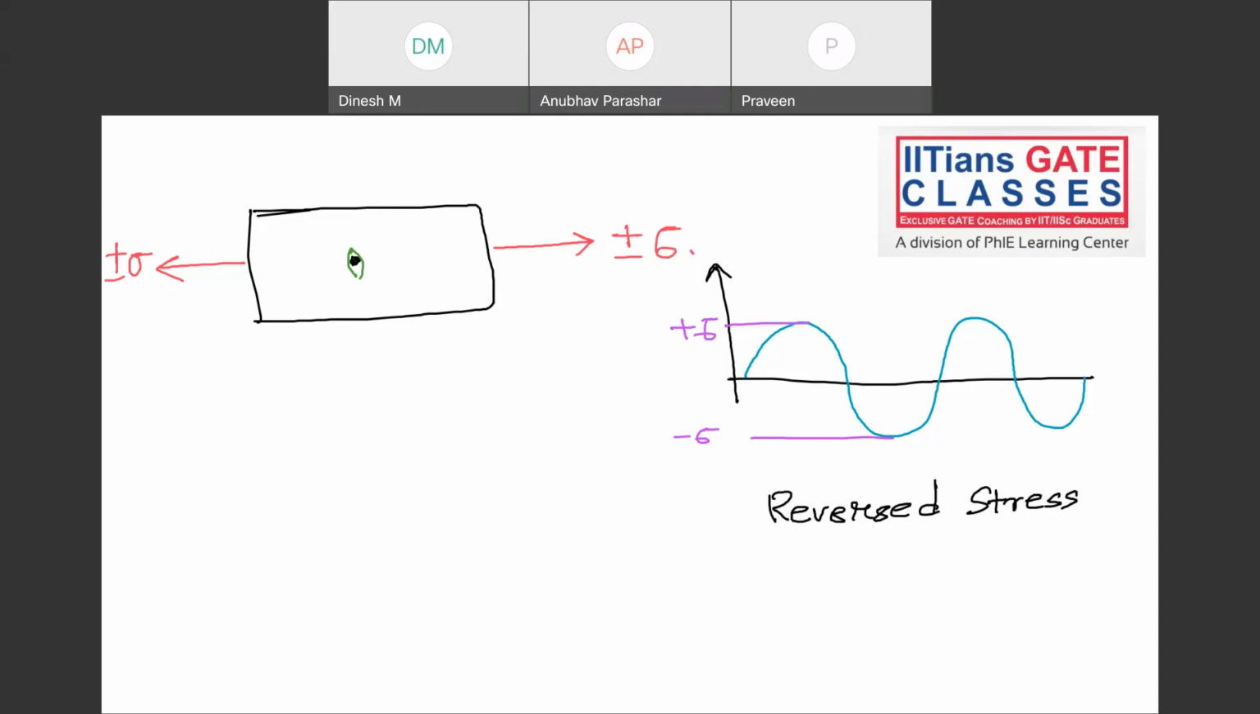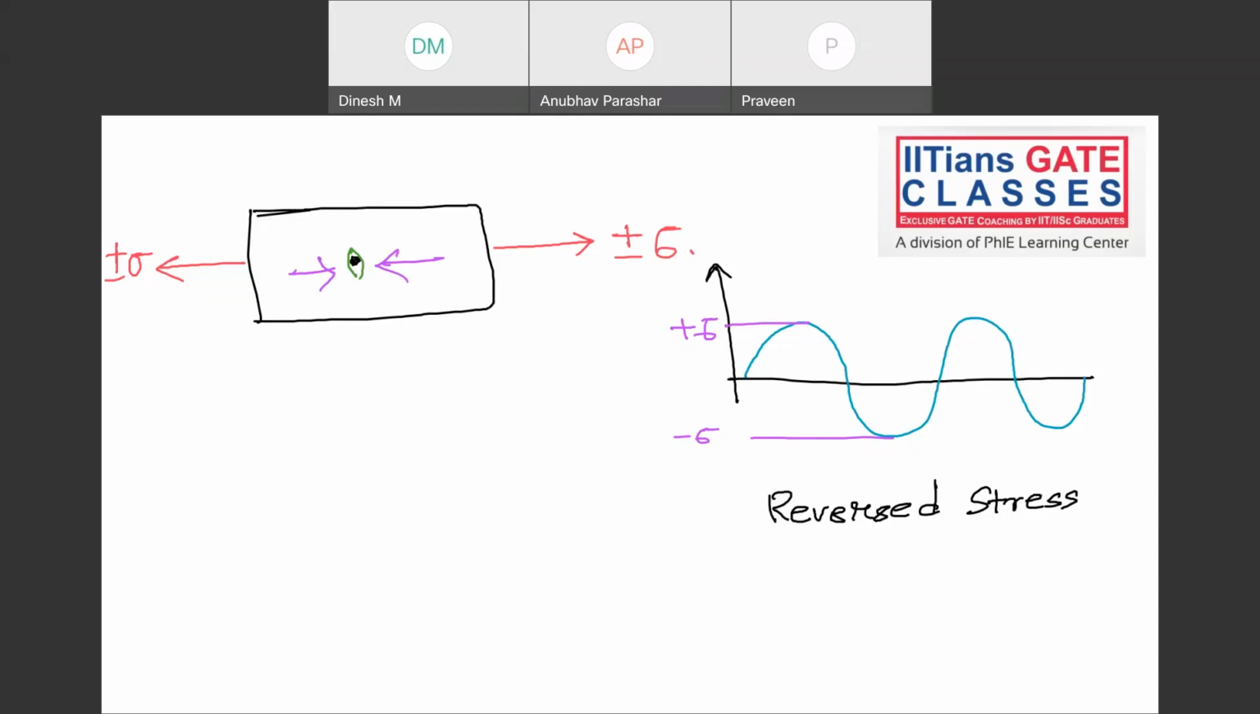Okay, so because of this force, what will happen? A crack will get initiated. And because of these stresses, it is changing from plus to minus, plus to minus. So what is happening? When it is plus, it is tension. So this crack is being pulled. When it is plus sigma, the material is under tension, so the crack is being pulled. When it is minus sigma, the material is under compression, the crack is being pushed.